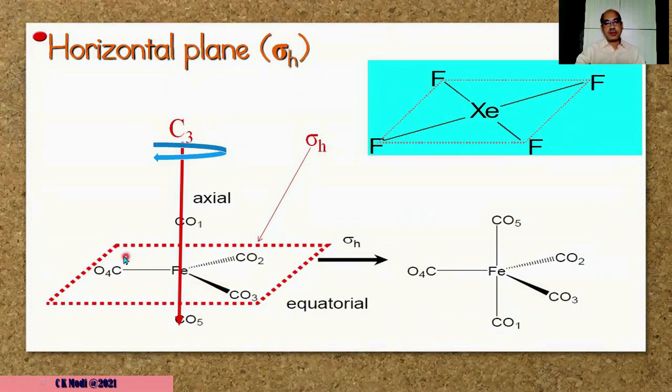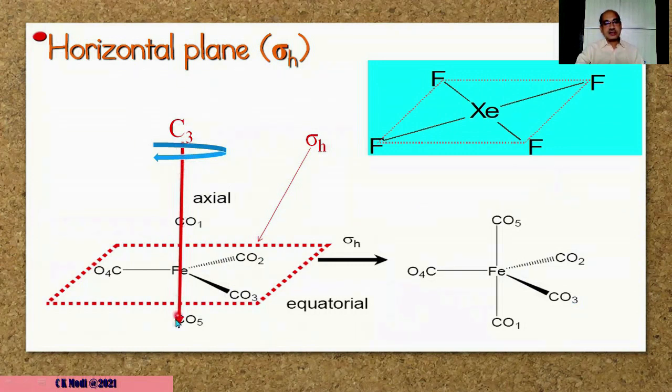A horizontal plane. Look at this molecule. This is a trigonal bipyramidal structure. Now, if we pass this plane in such a way that it divides the molecule into two parts, both the parts are mirror images of each other. Okay.